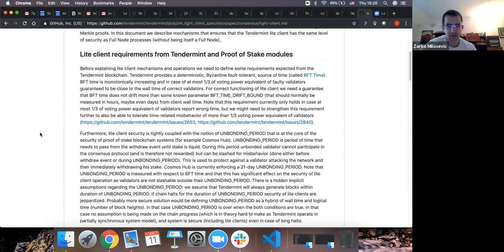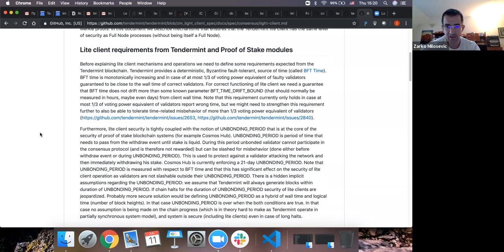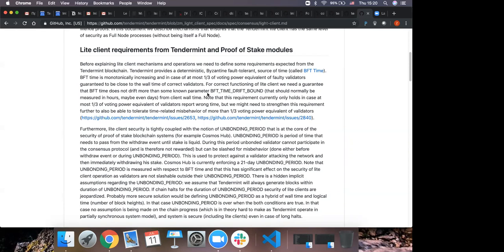Essentially, to define a base ground from Tendermint, we expect that Tendermint supports a Byzantine fault tolerant source of time, and this time should be close to the real time. I define here some bound, which should capture the drift between the BFT time and the real time.